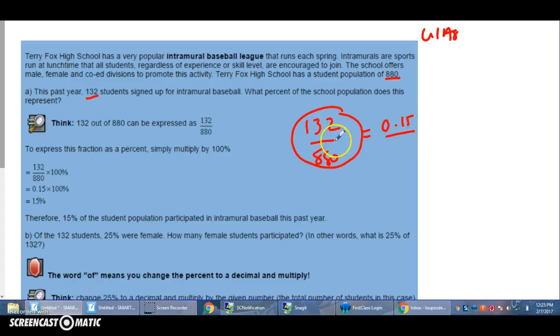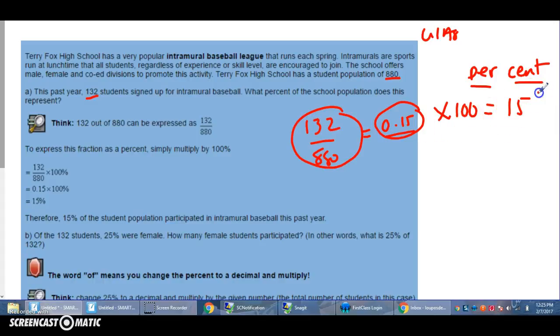That's 132 over 880 as a ratio of 1, which we use in probability sometimes, but not as a percent. So if you want to change this to percent, you times that by 100. Percent, per cent, Latin for per 100. Anyway, 15 is the answer, 15%. Okay.